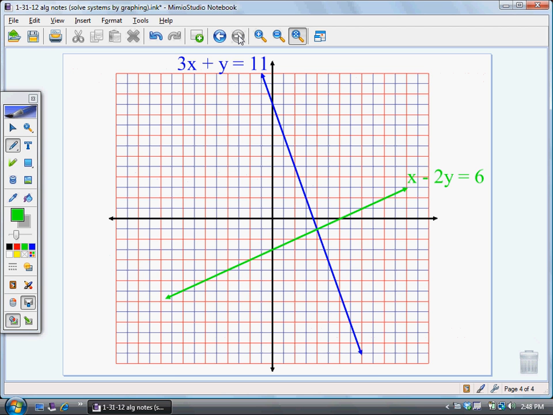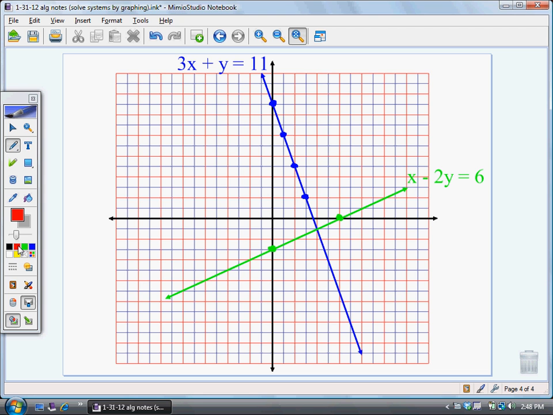There they are. The blue one is the original equation, 3x plus y equals 11, and the green one is the original equation, x minus 2y equals 6. Remember, we had the y-intercept of 11, that's right here. If the slope is negative 3, you go down 3 and right 1. On the green line, remember I used the intercepts. The x-intercept was 6, that's right here, and the y-intercept was negative 3, that's right there. Then all I did was take my straight edge and draw the line.